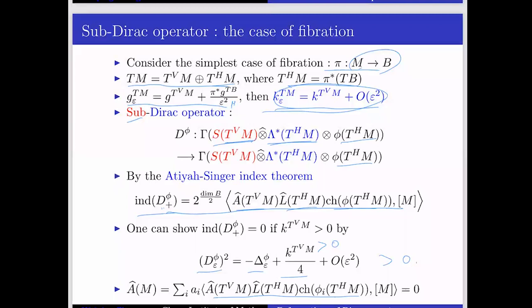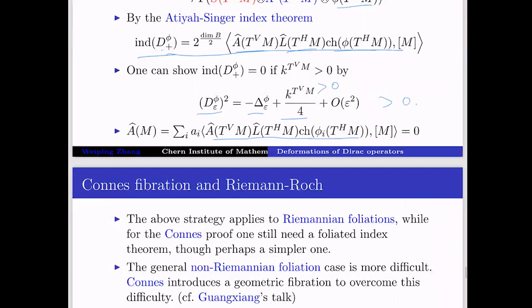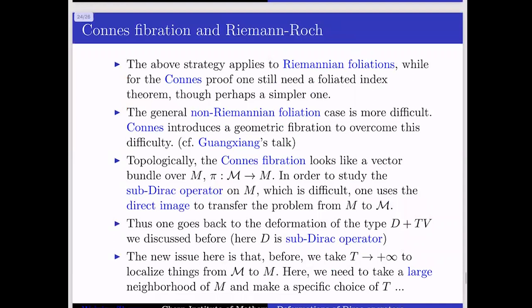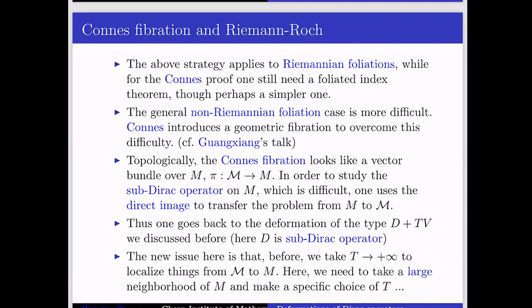So if you want to generalize to Riemannian foliation, this limiting formula also holds on Riemannian foliation. On the Riemannian foliation, you can get a proof of the conjecture with the family index. But I think even for the group, you still need some indexing, which is perhaps simpler. But for us, we prove it without using any foliation.